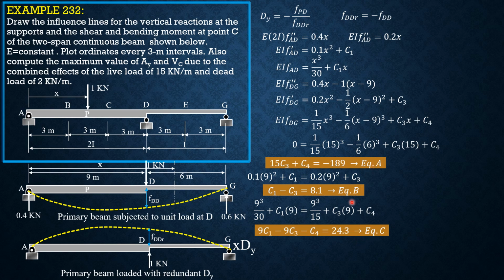Solving equations A, B, and C simultaneously, we have c sub 1 equals negative 7.74, c sub 3 is equal to negative 15.84, and c sub 4 is 48.6.